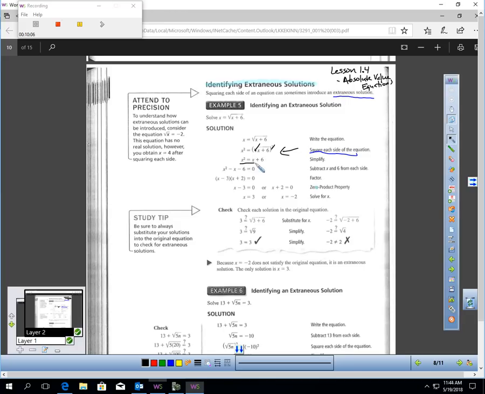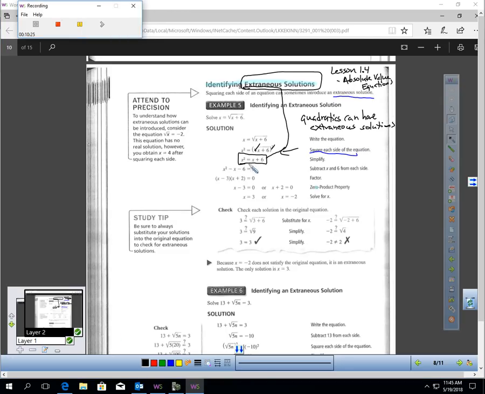Oh, I have a quadratic. So maybe I should make a little note here. The only time you can get an extraneous solution is if the problem develops into a quadratic. So you might want to put that in your notes. Quadratics can have extraneous solutions.